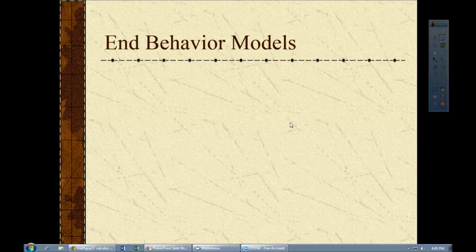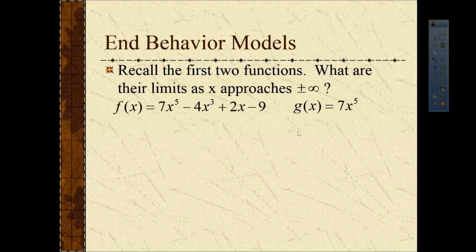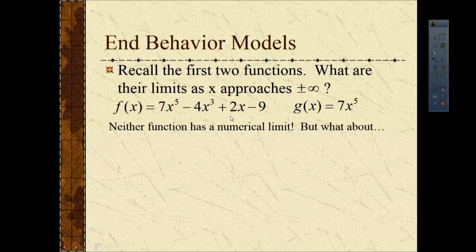This brings up the idea of an end behavior model. So if we consider the two functions that we started with, the long polynomial function 7x to the fifth minus 4x cubed plus 2x minus 9, and the polynomial function 7x to the fifth, we notice that neither one of these has a numerical limit. 7x to the fifth minus 4x cubed plus 2x minus 9 doesn't go to a certain number as x goes to infinity, neither does 7x to the fifth.